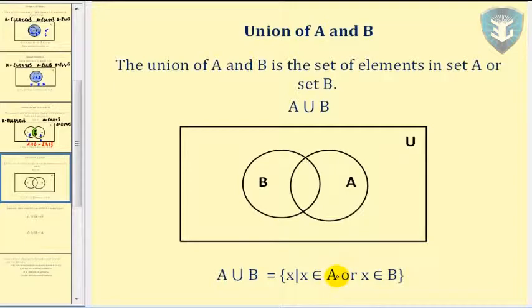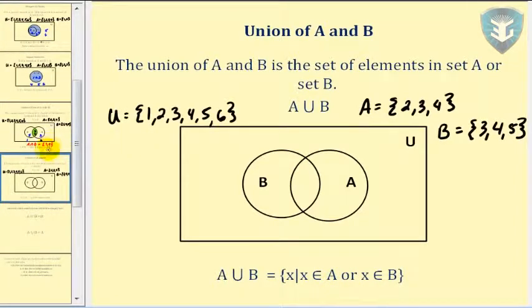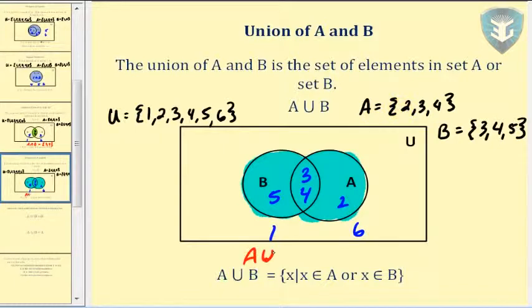Using the same sets as we did for the intersection example, it would look the same, except now the union would be all the elements that are in A or B, so we'd be talking about this entire region here, because an element only has to be in one of them in order to be in the union. So A union B in this case would be all the elements in the universal set except 1 and 6, so we'd have 2, 3, 4, and 5.